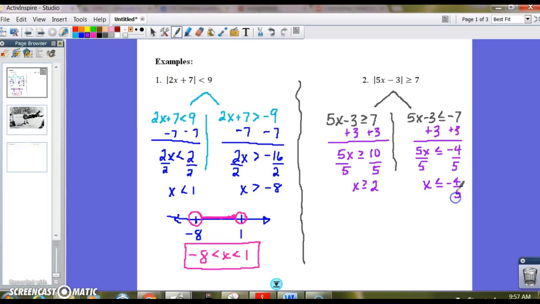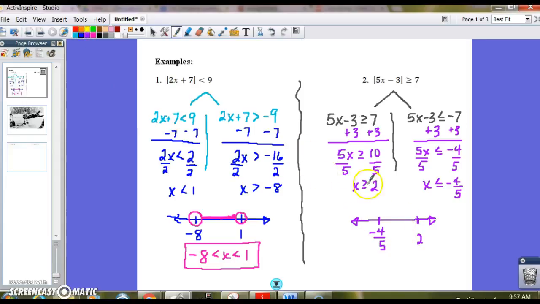It's totally fine that there's a fraction there. Okay, if I were to set up my number line, again, I don't need anything fancy, just put these two values on your number line. So -4/5 would go over here because it's smaller than 2. 2 would be over here.